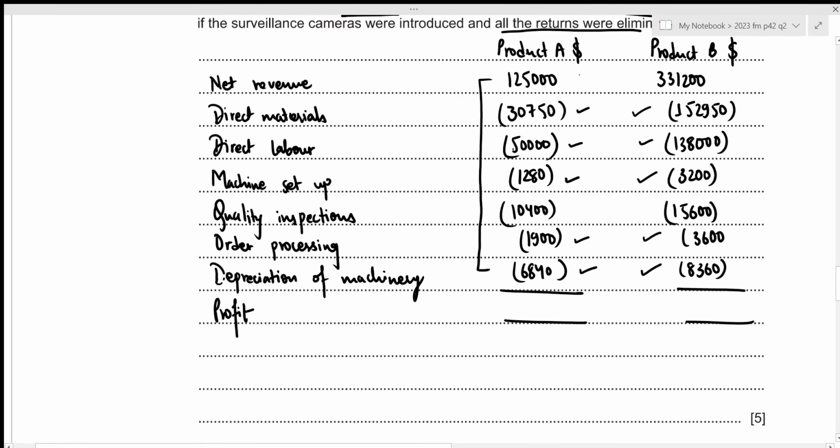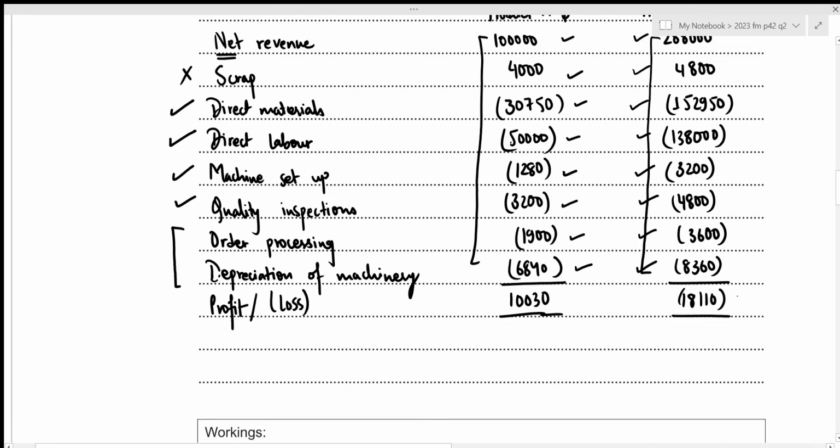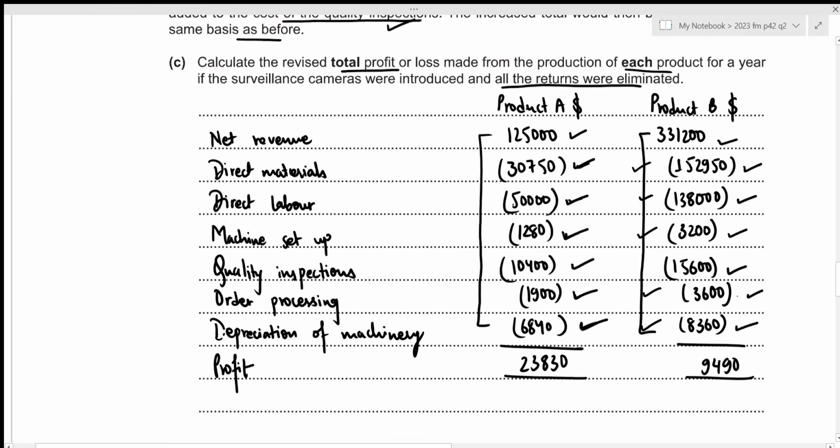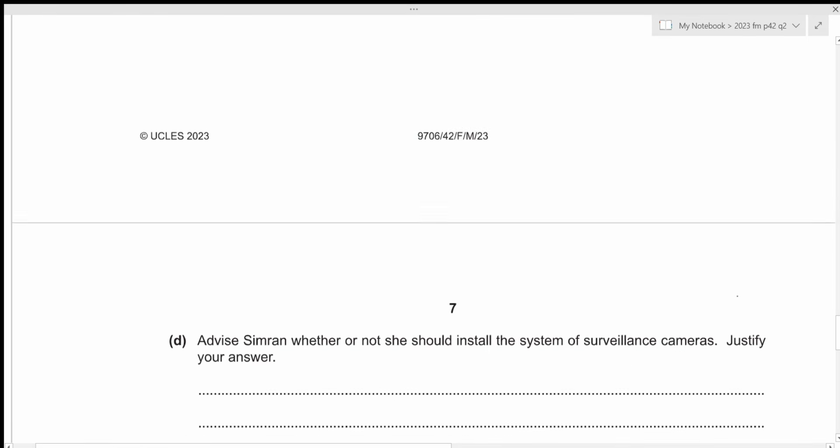In order to figure out the profit, we just have to add all of these amounts. For product A, that will be 125,000 minus 30,750 minus 50,000 minus 1,280 minus 10,400 minus 1,900 minus 6,840, which results in 23,830. For product B as well, we repeat the same process. So that's going to be 331,200 minus 152,950 minus 138,000 minus 3,200 minus 15,600 minus 3,600 minus 8,360, which results in 9,490. So previously there was a loss for product B, and now we have profit for both our products. This concludes our third part. Let's move towards the fourth one.